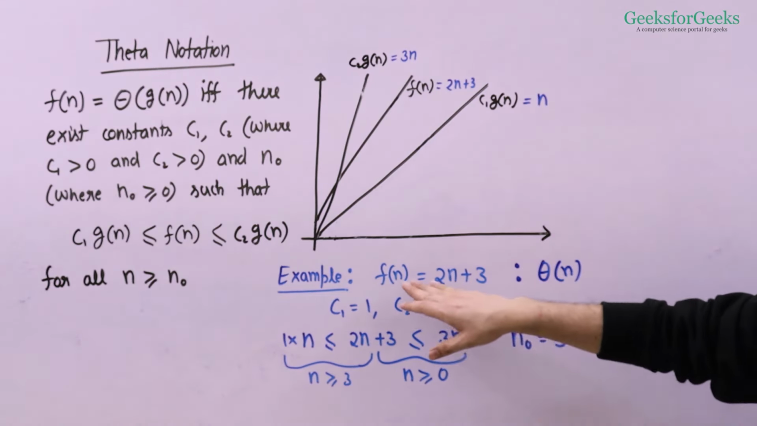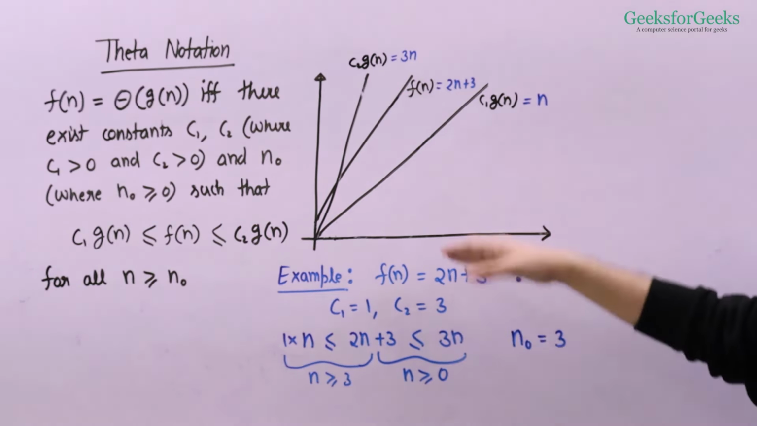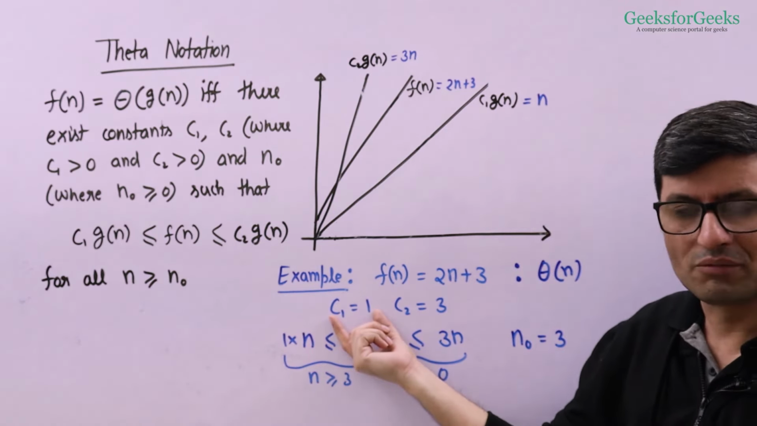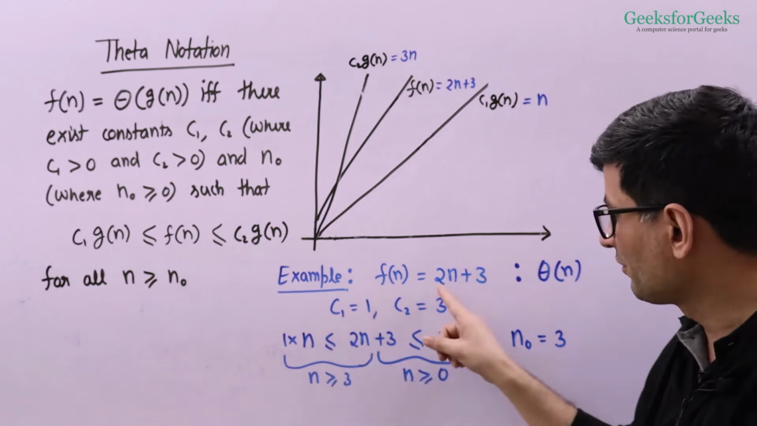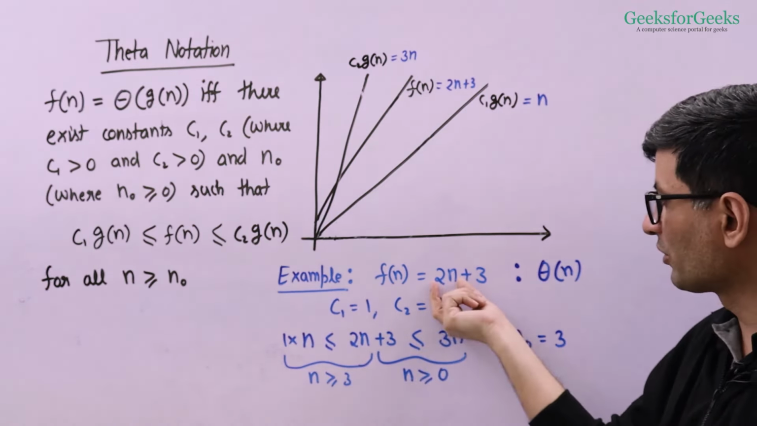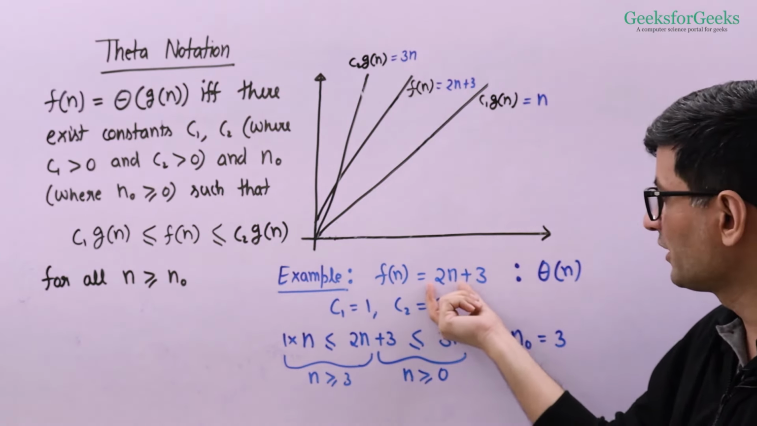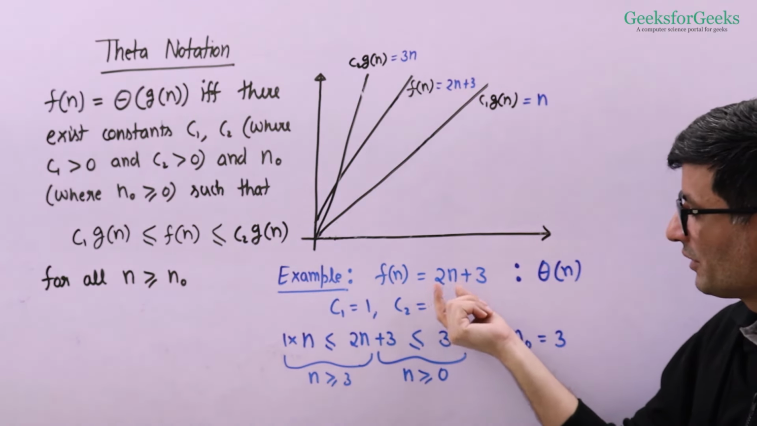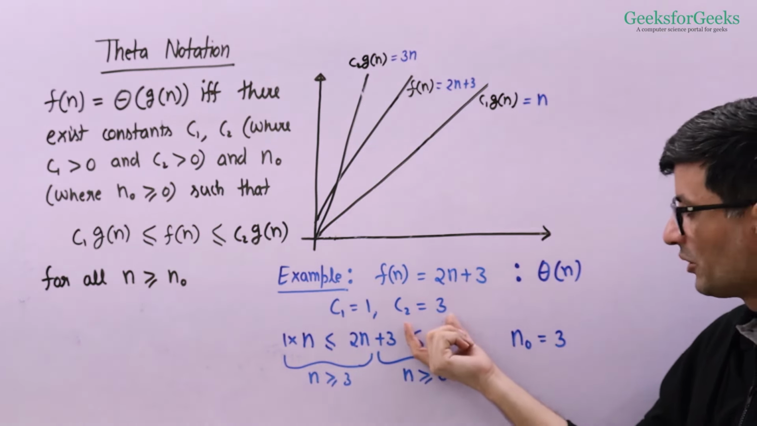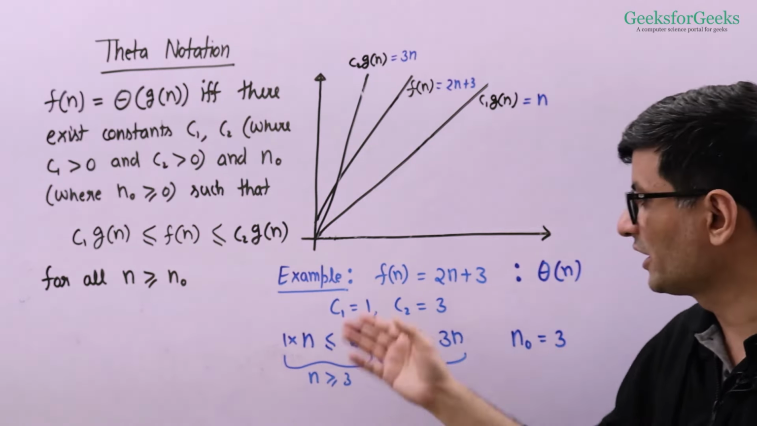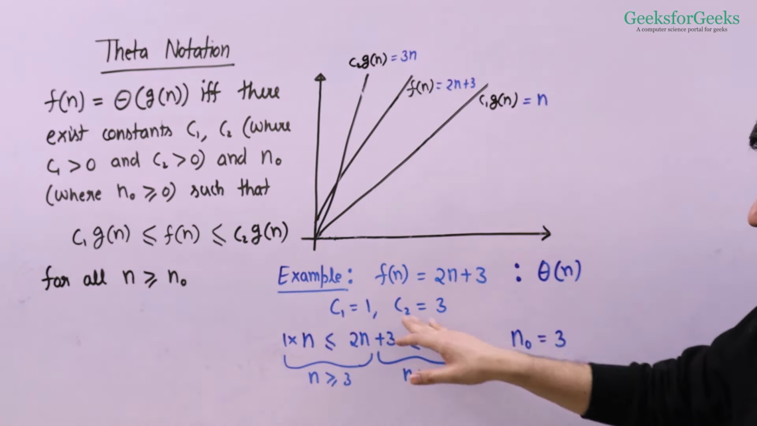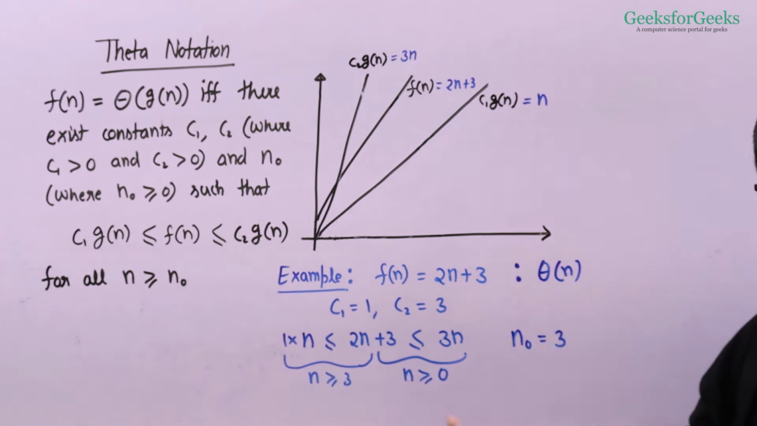Let's see an example. f(n) is 2n plus 3. I've taken the same example here, and the same reason we discussed in omega notation, we just take the smaller constant, right? The smaller constant of the highest growing term, 2n is the highest growing term. We have 2, so we take 1. And for C2 we take 3, right? C2 belongs to the theta notation constant and C1 belongs to the omega notation constant, right? So we take 1 and 3, and now we try to figure out n naught.